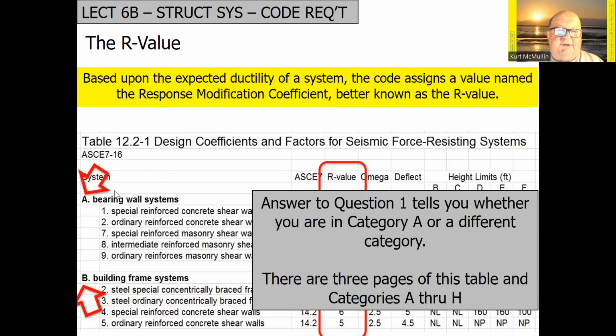Now, the answer to question number 1 is going to tell us whether we're in this first A category or if we should be in one of the later categories. Now, I'm only showing a little bit of the table. I'm showing you a portion of A, portion of B. There's actually categories A through H in the actual building code.